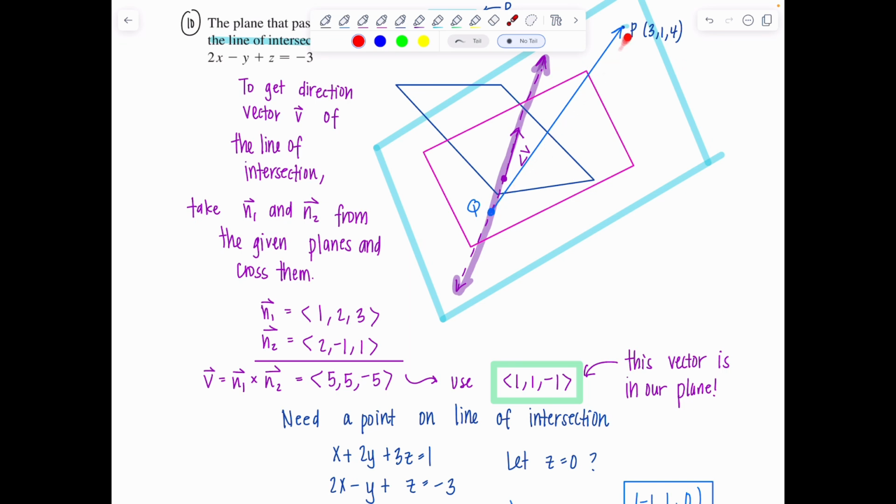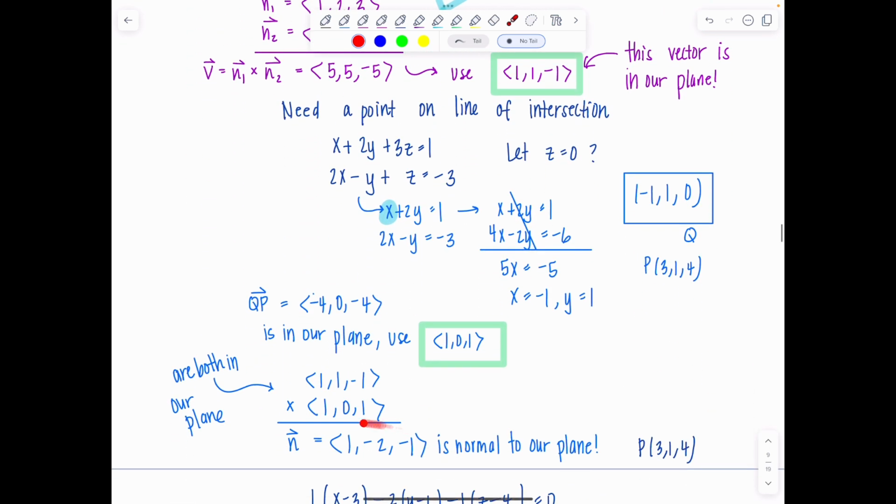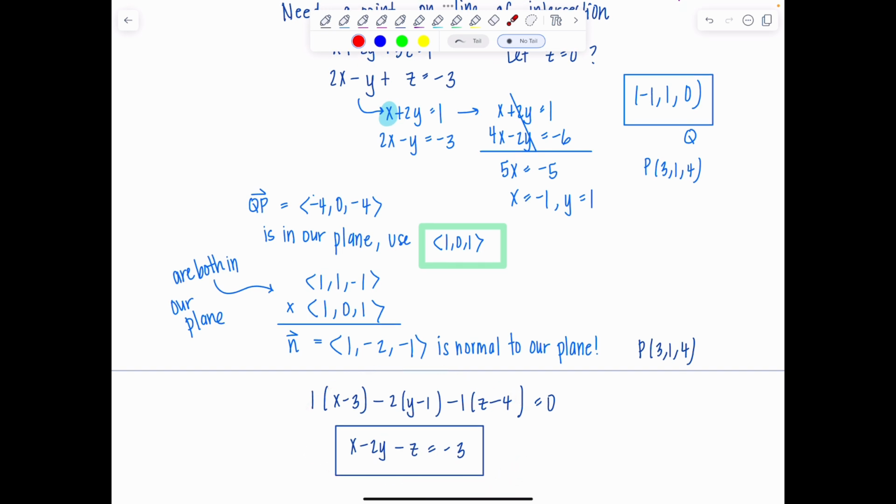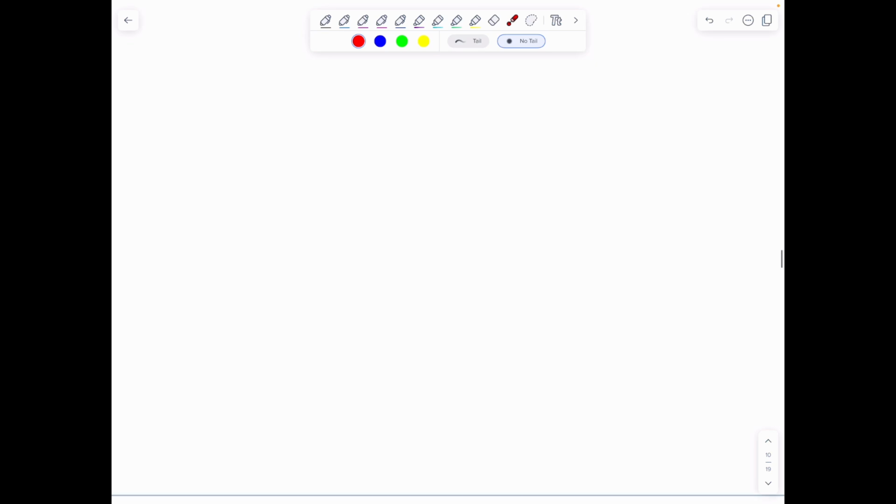We have now a second vector in our plane. I take the direction vector, cross it with this second vector, and at long last, here's the normal vector to our plane. Take that normal vector with your favorite point, either P or Q, and at long last, you arrive at the equation of the plane. Practice explaining this to somebody else. Okay? Good. Let's move on. I think that's one of the trickiest ones here.